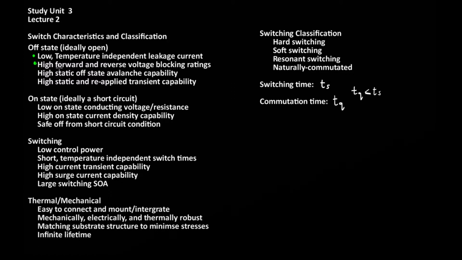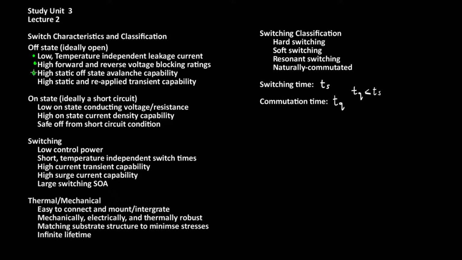By having high forward and reverse voltage blockage ratings, it makes it easier to design since switches will no longer have to be put in series. The reason this is important is that if a very high voltage blocking is required, then switches will oftentimes be put in series because the voltage blocking of each switch will be cumulative when all the switches are considered together.